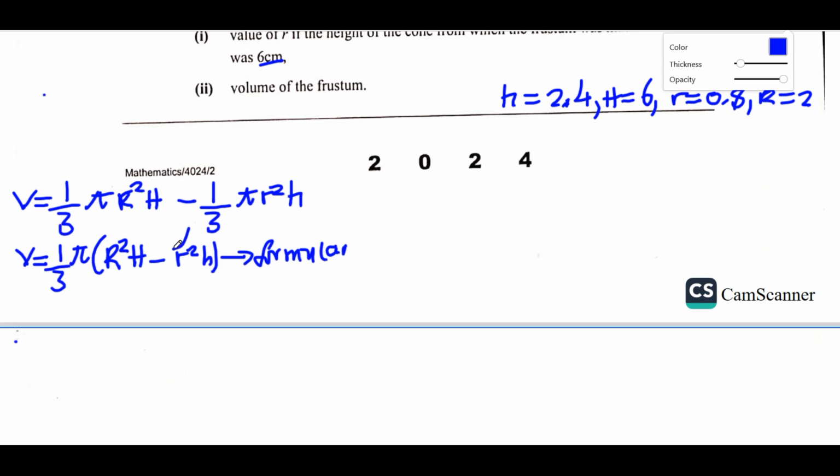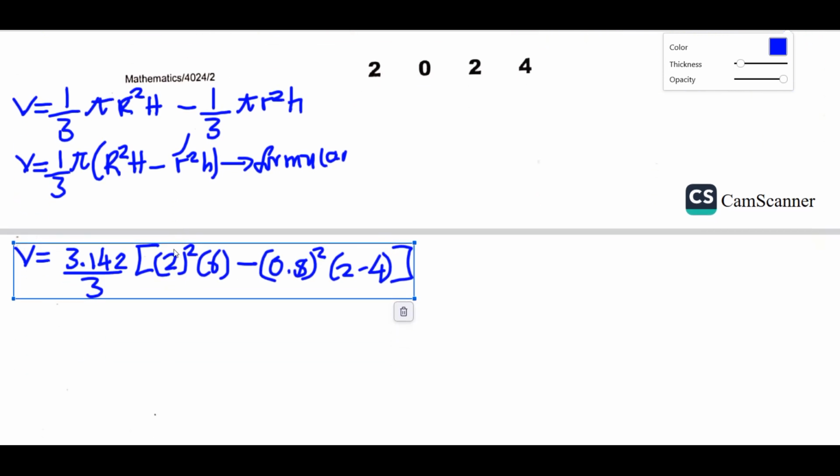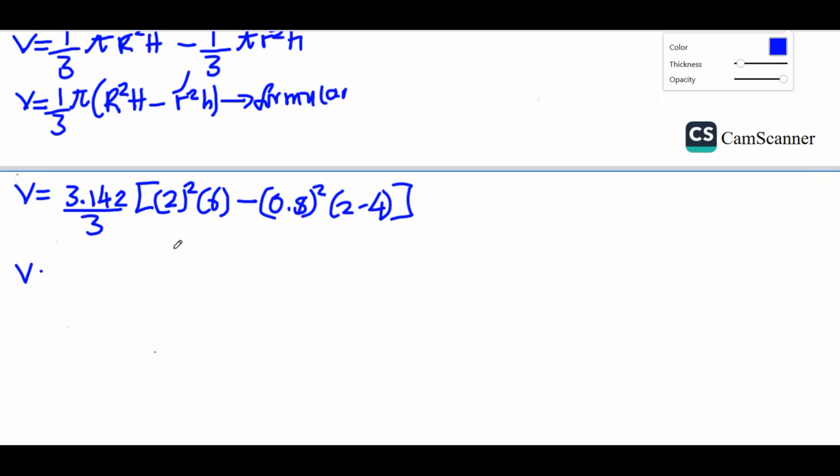So we can now say volume is equal to pi over 3. Remember, pi is 3.142 over 3. The radius is 2 for the larger cone, so it's 2 squared. The height is 6. Minus, for the smaller cone, 0.8 squared. The height for the smaller cone is 2.4.